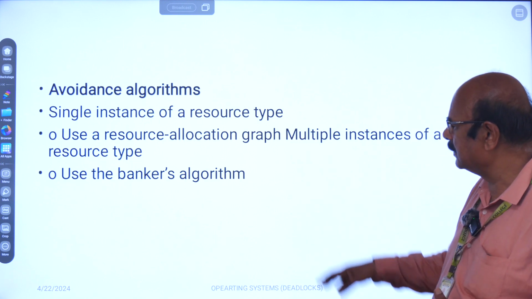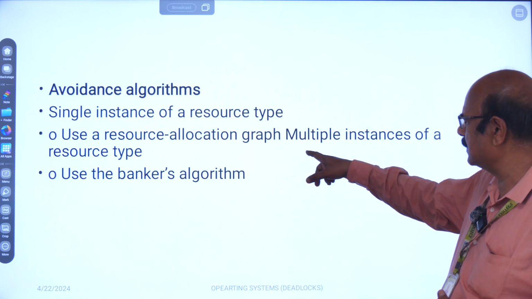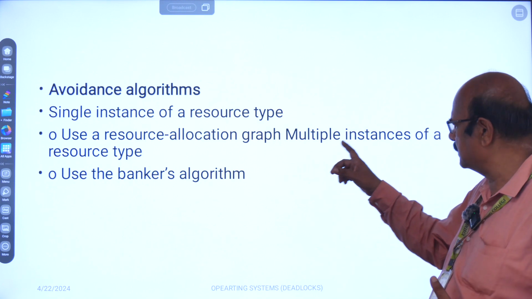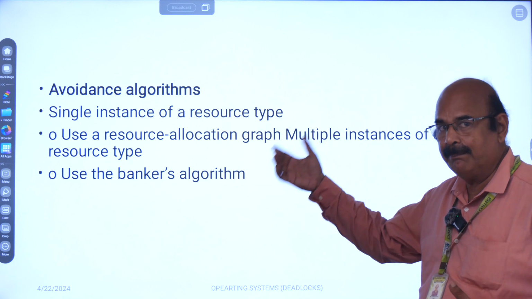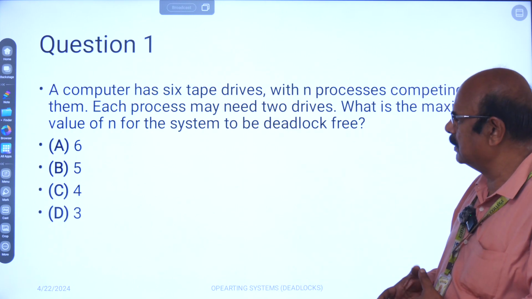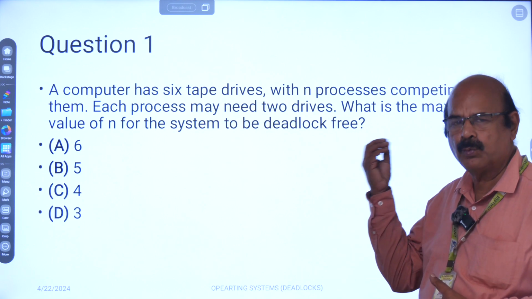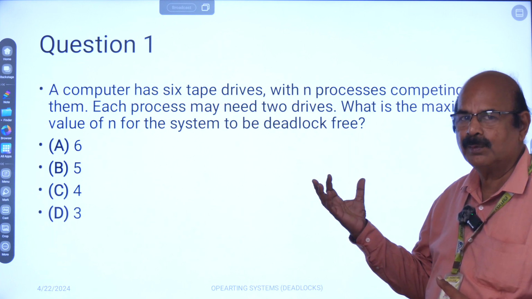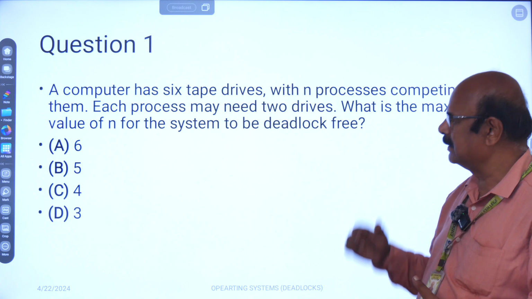So, the avoidance algorithm, for a single instance of a resource type, uses a resource allocation graph. That is one of the important concepts used in operating systems. For multiple instances of a resource type, the Banker's algorithm can be used. Let us see some important questions, how to explain the question, and then how to get the answer.